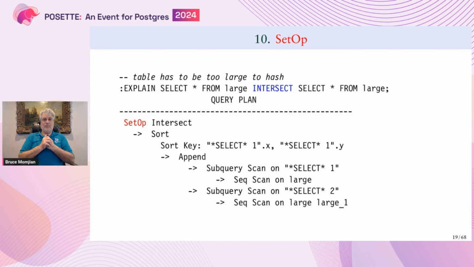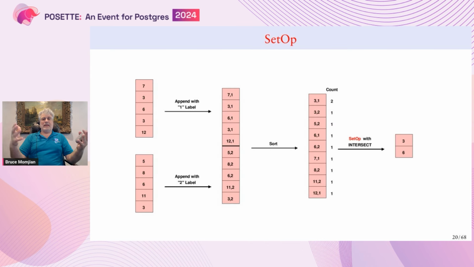Sort setop, this is for intersect. This is where you have two results, and you want all the rows that are in both result sets. In this case, we do something very similar to unique. We basically take the two result sets, we sort them, and then we figure out which ones have a 1 and a 2 for the result. And again, in cases where we have a 1 and a 2 together, we output those. A 3 and a 6 are the only ones that are in result set 1 and result set 2 at the same time.